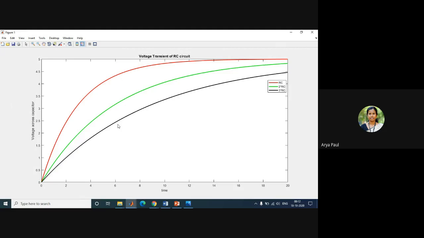So as you can see here, as the time constant varies, the rate of charge of the capacitor also varies. For the RC time constant, that is the red color graph, it is attaining the voltage faster compared to the 2RC.